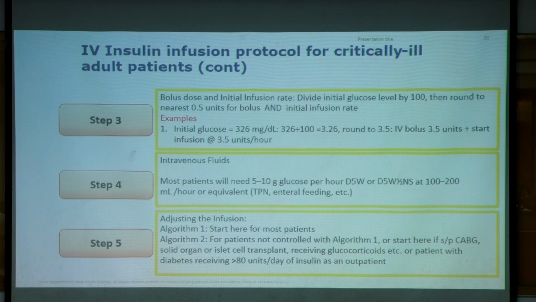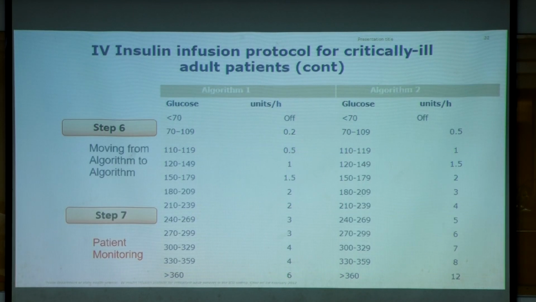Step 5 is adjusting the insulin infusion according to 2 algorithms. We can start from the first algorithm, and if it's not able to achieve the targeted blood sugar of 140 to 180, switch over to algorithm number 2. These are algorithm number 1 and 2. They are given in the tabulation. You can see for a blood sugar of almost 70 to 108, you have to give 0.2 units.